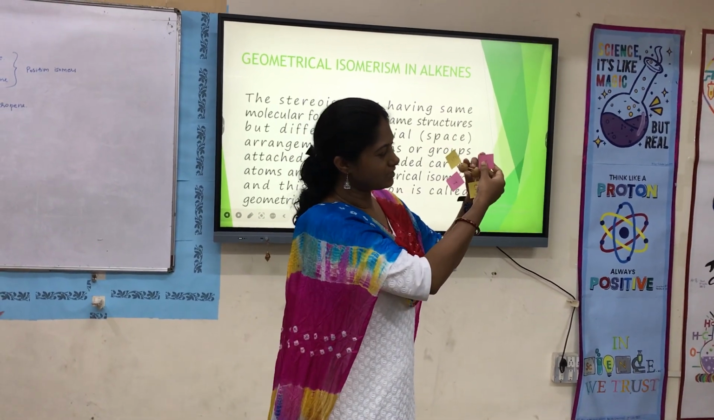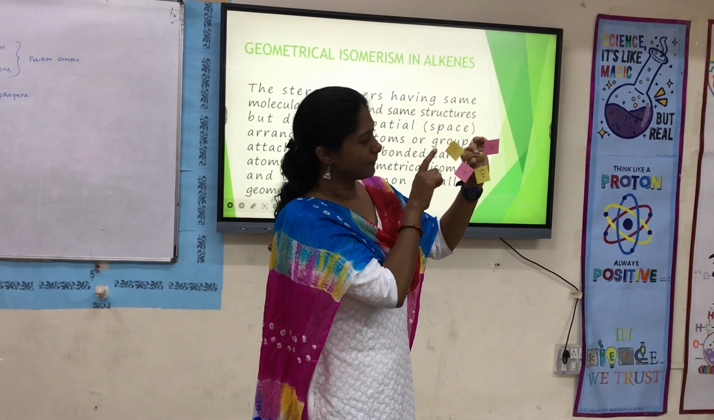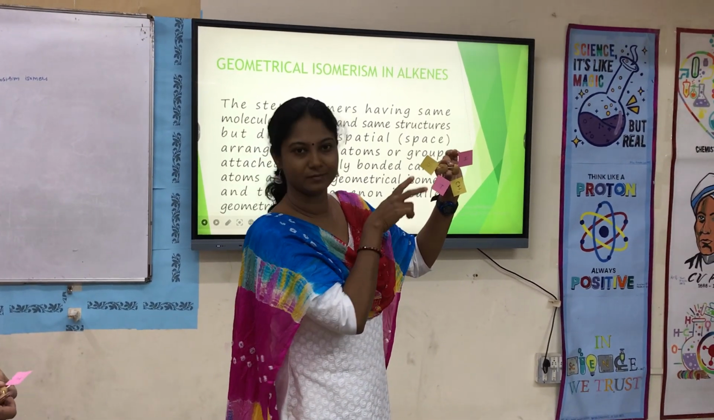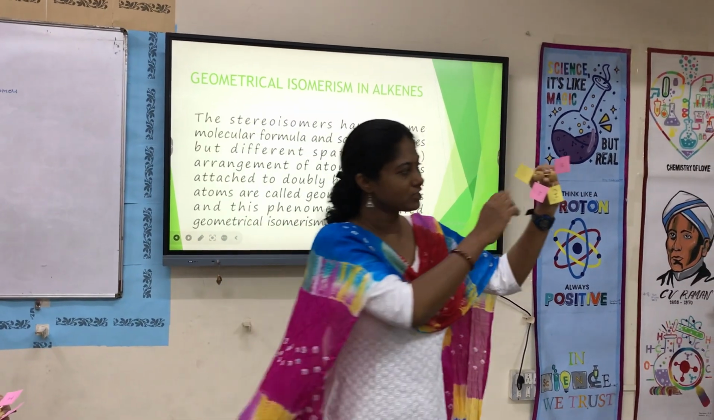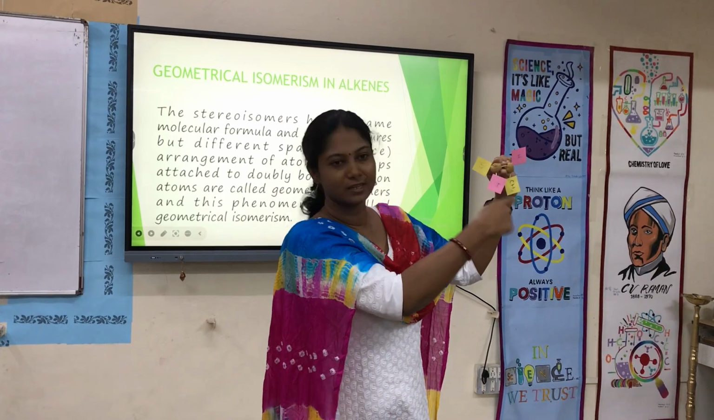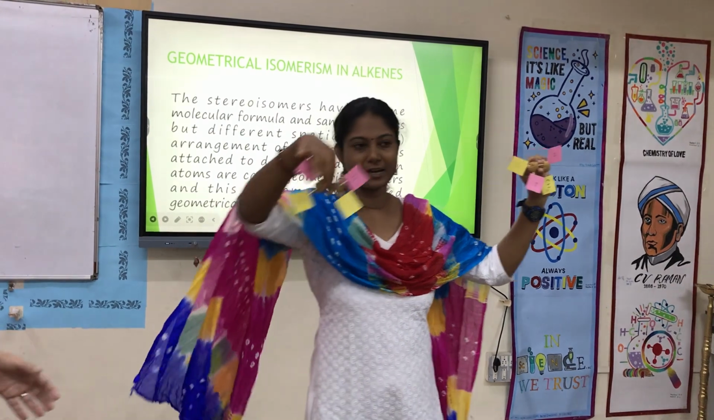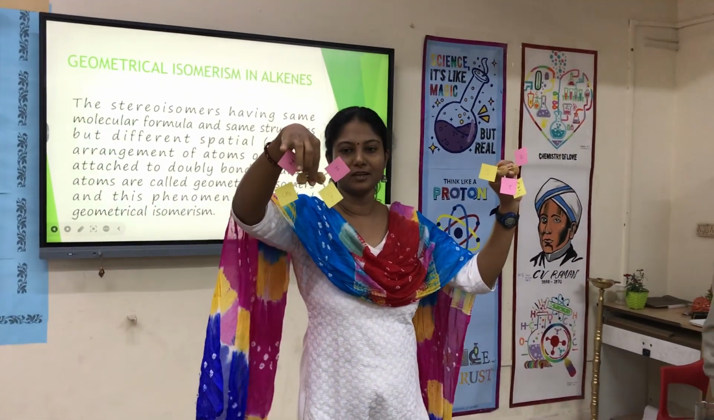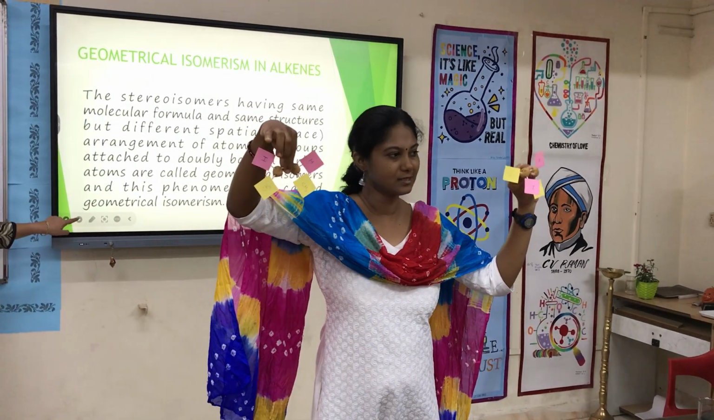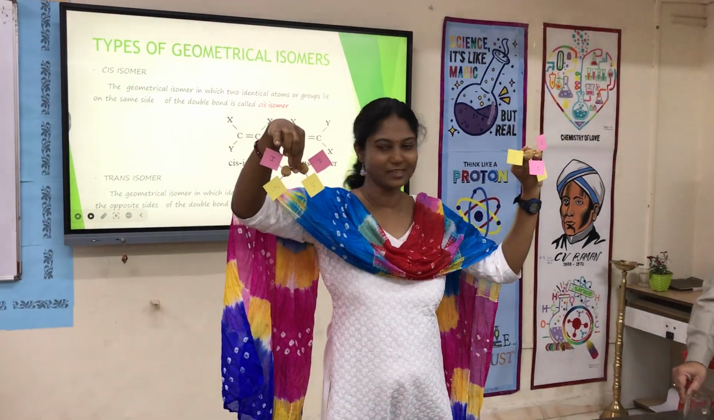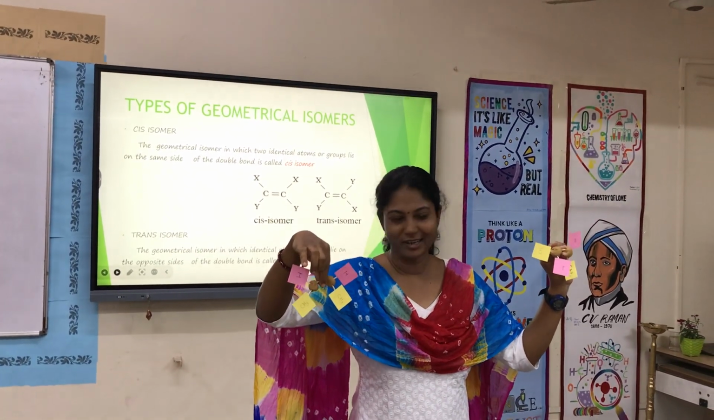Now we can see that in butene, each of the double bonded carbon atoms has one CH3 group and one hydrogen. This is one possible arrangement in which the similar groups, the CH3 groups, are on the opposite side of the double bond. Now I can have another arrangement for the same compound, butene, with the CH3 groups on the same side of the double bond and the 2 hydrogen atoms on the same side of the double bond. These two are geometrical isomers.